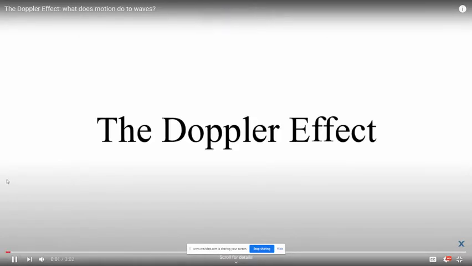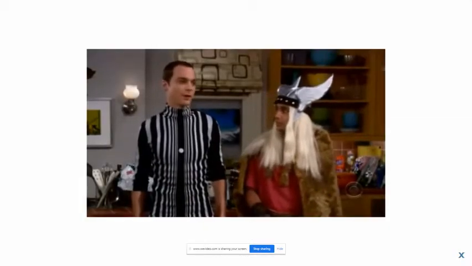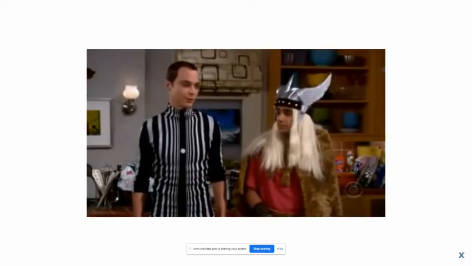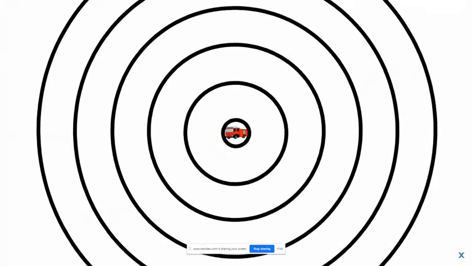The Doppler effect. In Shelton's words, it's the apparent change in the frequency of a wave caused by relative motion between the source of the wave and the observer. The Doppler effect is perhaps best explained visually. So here's a thing that is emitting waves. It could be a fire truck emitting sound, it could be a star emitting light, it could be a duck creating ripples in a pond. Those are all waves, and they all look something like this.